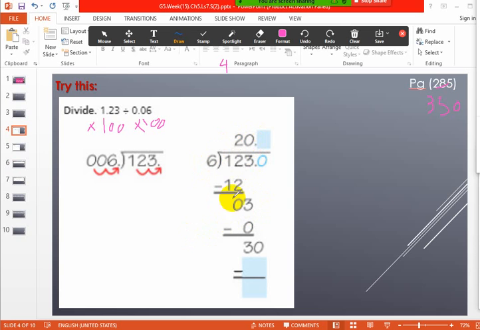0 multiplied by 6 equals 0. Then you will subtract. 3 minus 0 will be 3. Is there a number left with me? Yes. There is no remainder in decimal division.